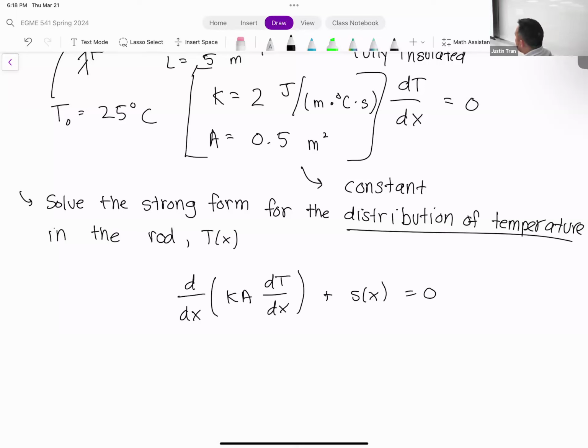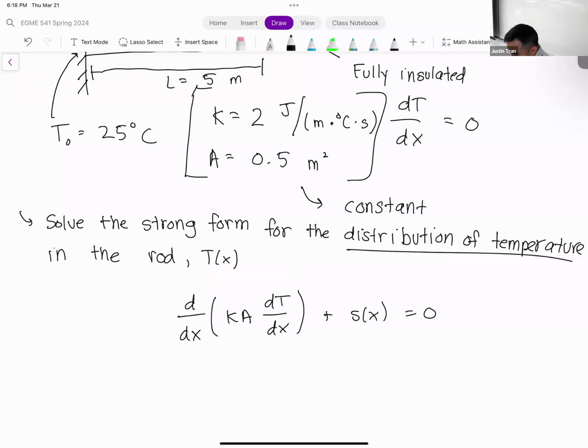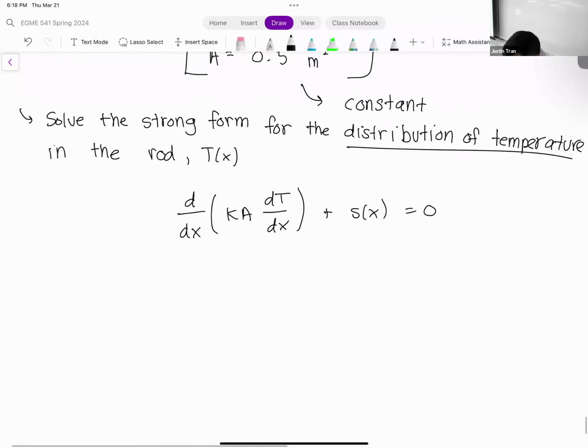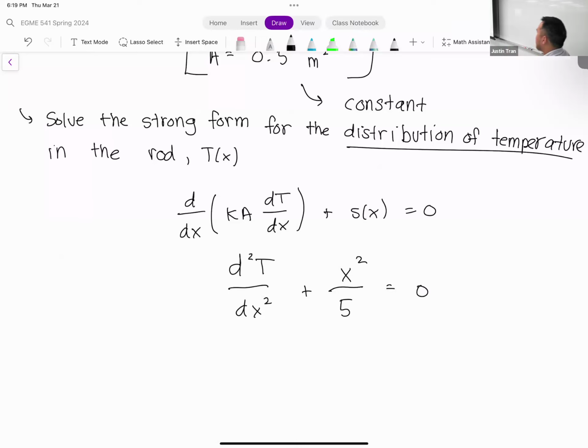So let's plug in for the thermal conductivity. We'll plug in for the cross-sectional area, and we'll plug in for the thermal generation as well, S of x. Okay. So when we plug in K and A, we're going to take 2 multiplied by 1/2. And so 2 multiplied by 1/2 is just 1, right? And so this first term here becomes d squared T dx squared. Okay. Plus S of x here given to us was x squared over 5. And all that's going to be equal to 0.